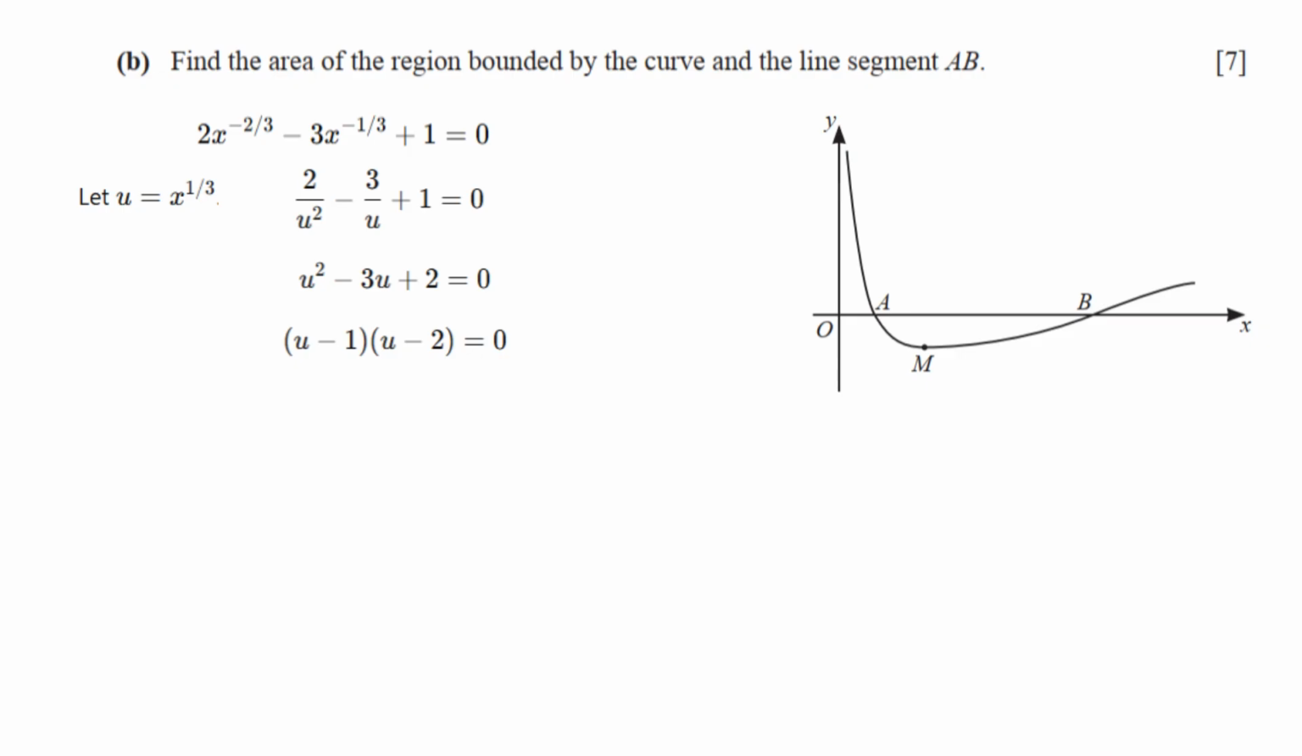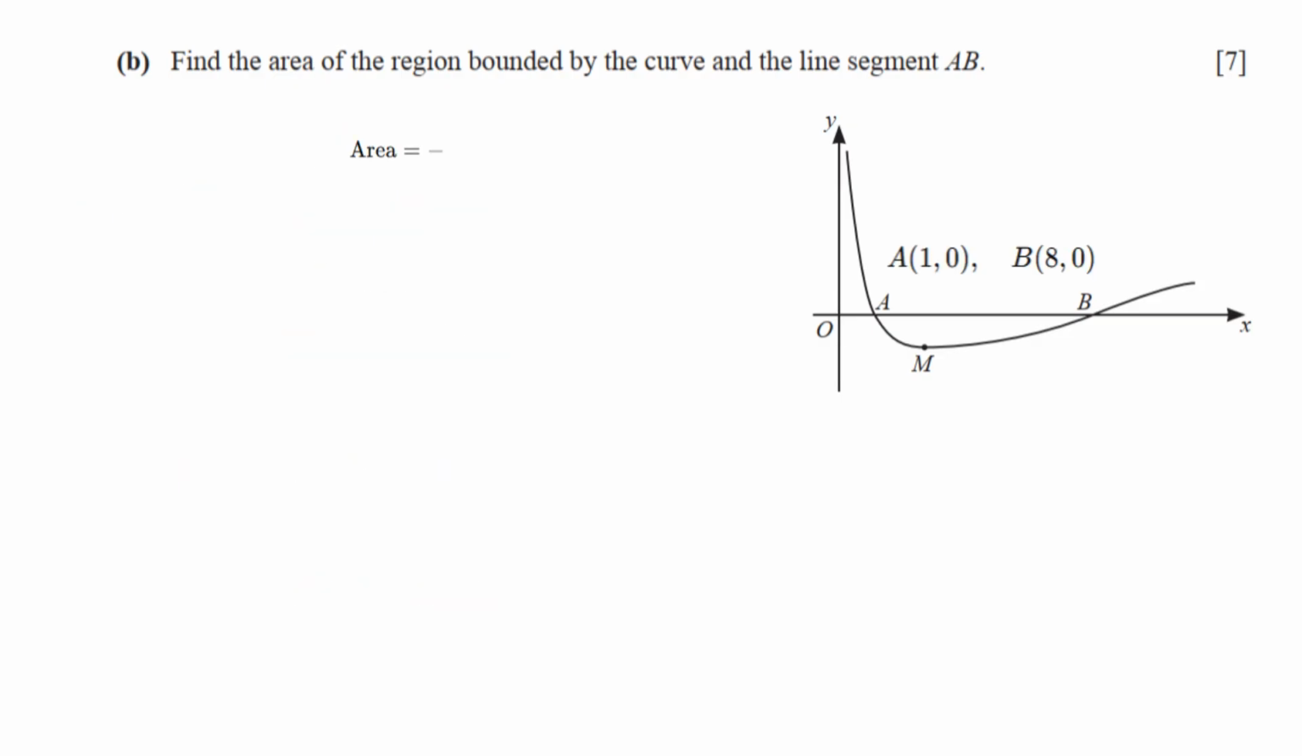When u is 1, x is also 1. When u is 2, 2 is raised to the power 3, which is 8. So x is 8. So the coordinates of A and B are 1, 0 and 8, 0. Next, to find the area, here the curve lies below the x-axis. So the area is negative integral and the limit is 1 to 8 y dx.